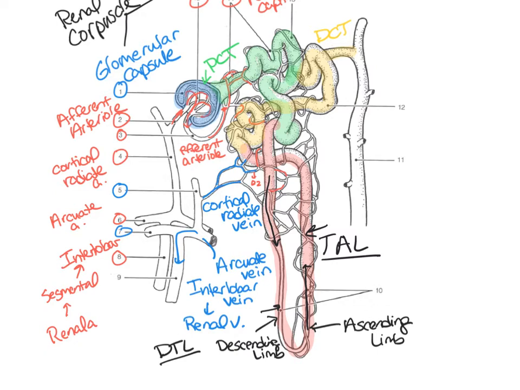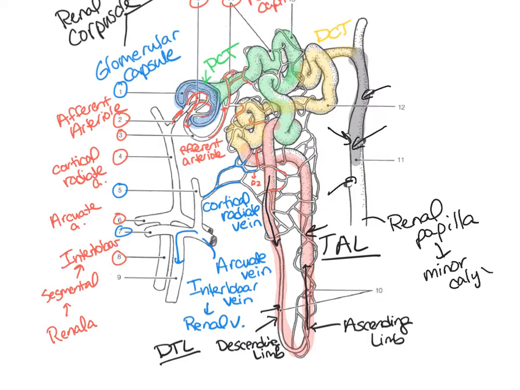And then the distal convoluted tubule is going to lead into a collecting duct. So here we have the collecting duct, and there are many different distal convoluted tubules that will be draining into the collecting duct. The collecting duct then will drain into the renal papilla, and the renal papilla will then drain into the minor calyx. The minor calyx drains into the major calyx, then into the renal pelvis, and then finally to the ureter.